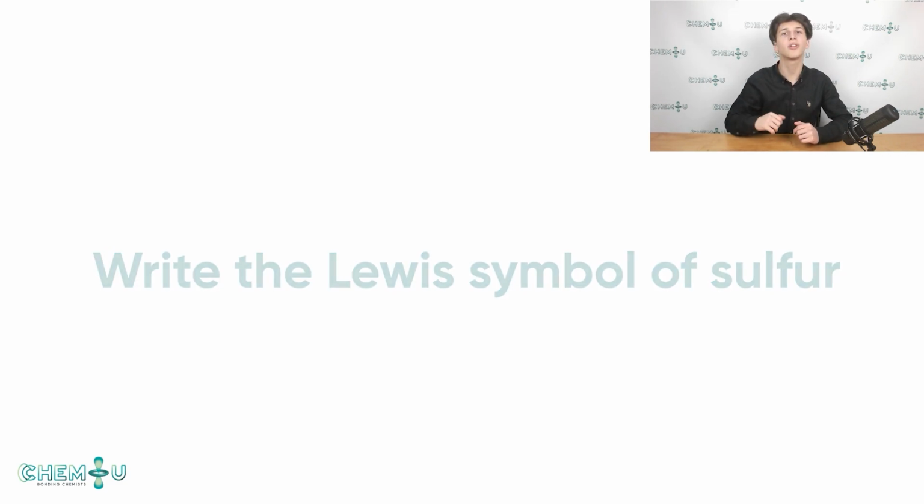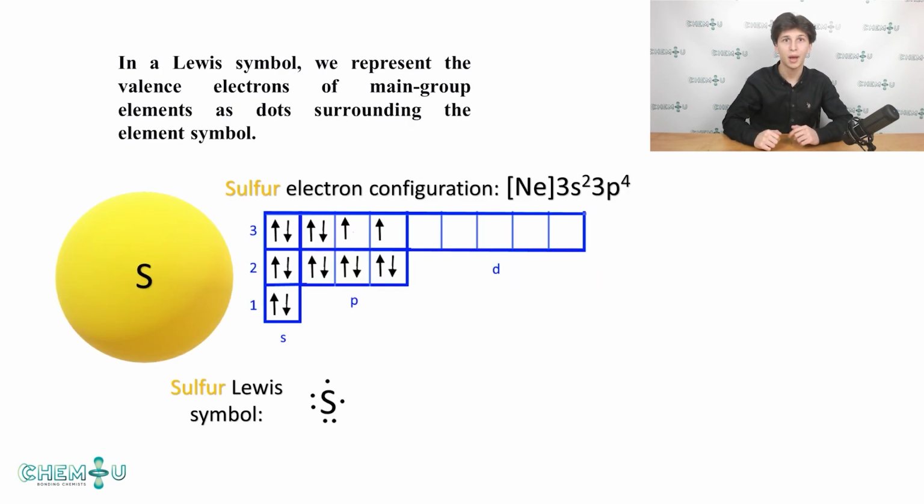Done? Here's the right answer, check yourself. I'm pretty confident that you have managed to do it, and we can move on. Now we know how to draw the Lewis symbol for any atom. From the inorganic chemistry course, we know that many elements tend to form chemical bonds, and thus build a compound.